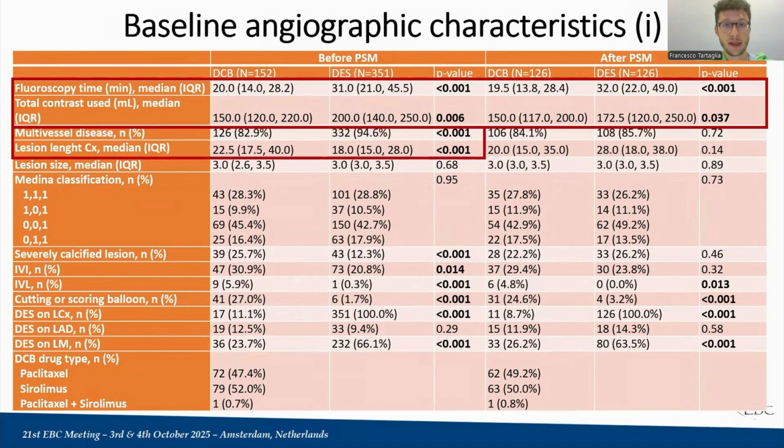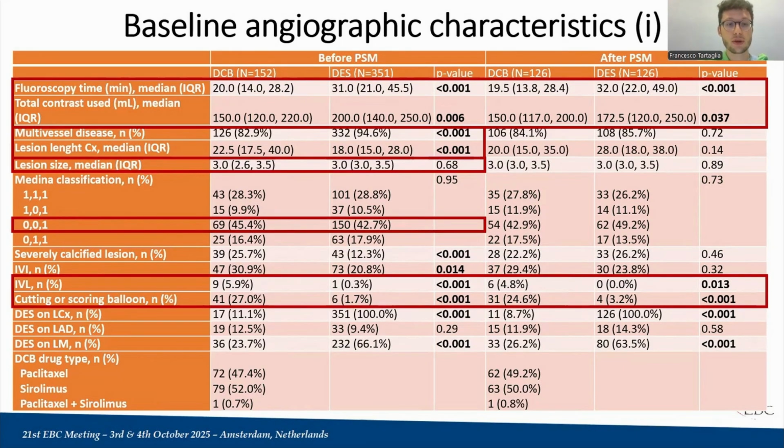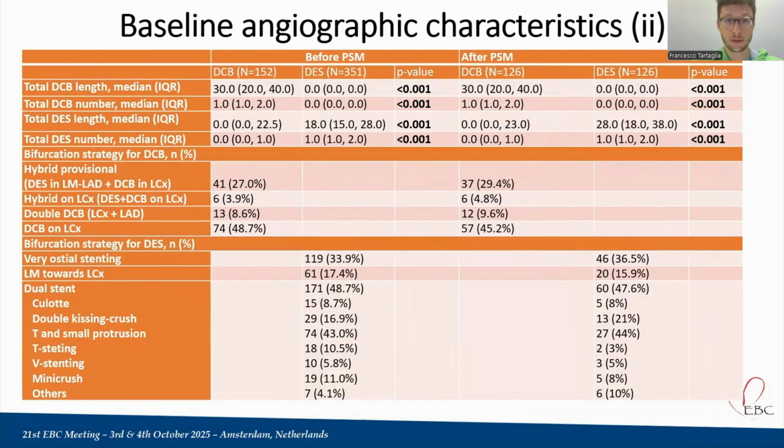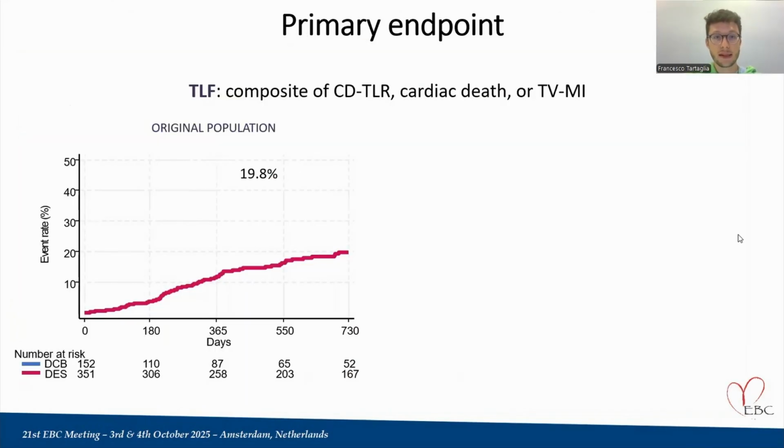Multivessel disease was more frequent in the DES group, while lesions were a bit longer in the DCB group. Median lesion size was 3 millimeters in both groups. The 0.0.1 lesions accounted for around 40–45% of the total lesions, and IVL and cutting or scoring balloons were more used in the DCB group both before and after propensity score matching. As for the treatment strategy of the bifurcation, in the DCB group, a hybrid strategy was used in 27% of cases, so a DES on left main LAD and a DCB on left circumflex, while in the DES group, a dual stent approach was used in around half of the cases.